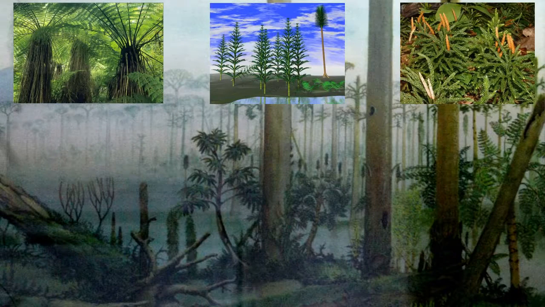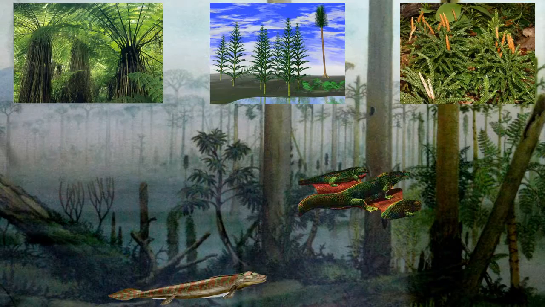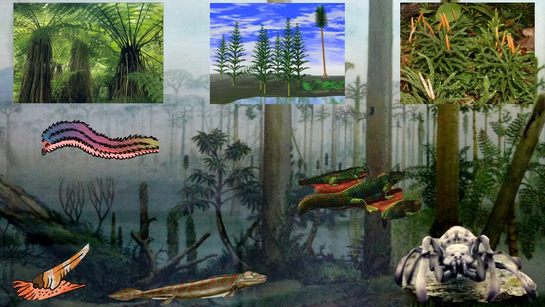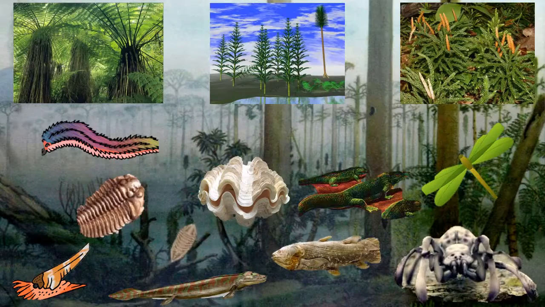The land animals were primitive amphibians, reptiles, spiders, millipedes, land snails, and enormous dragonflies. The water animals were fish, clams, vigorous crustaceans, and mollusks.